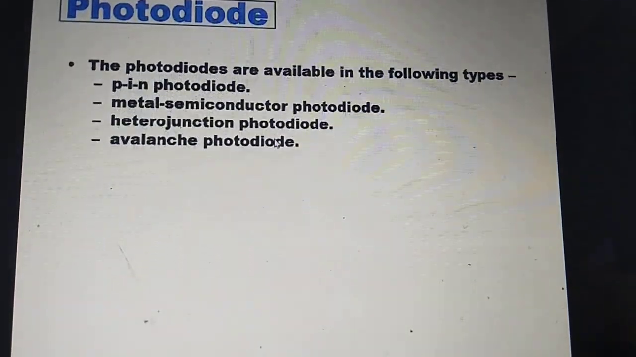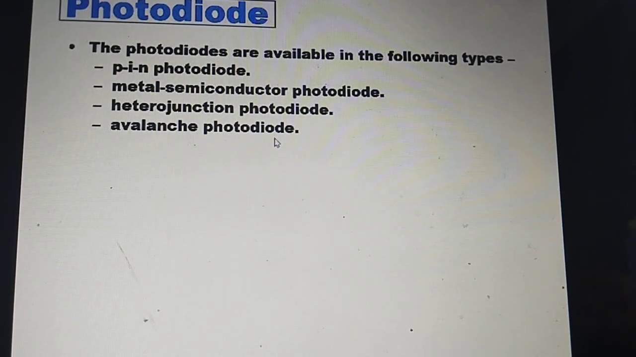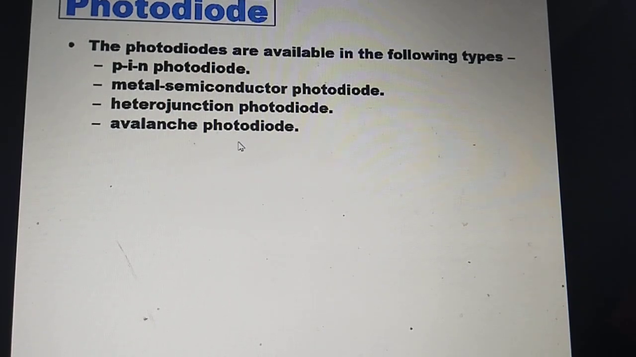Photodiodes are available in the following types: P-I-N photodiode, with a P-type layer, an intrinsic layer, and an N-type layer; metal semiconductor Schottky barrier photodiode; heterojunction photodiode; and avalanche photodiode. Four or five different types.